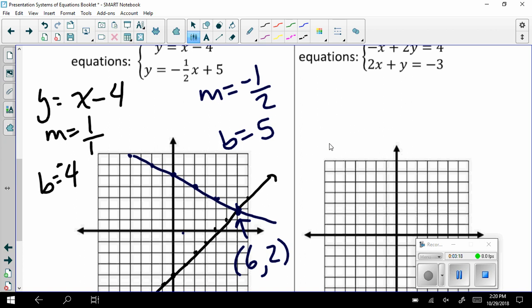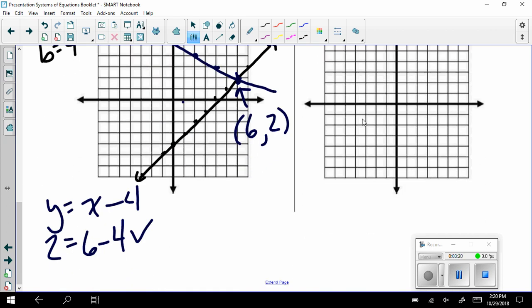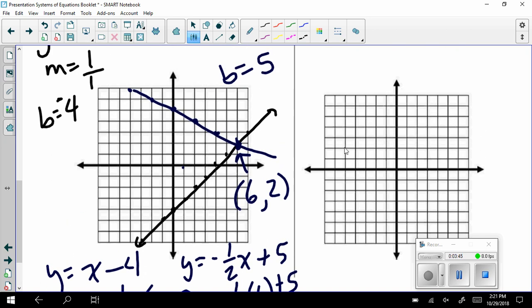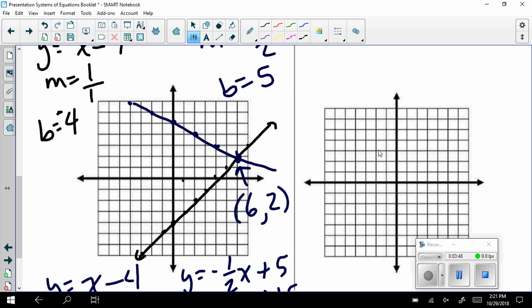And then y equals negative 1/2 x plus 5. I'm plugging 2 in for y, 6 in for x. Remember, 1/2 times 6 just means 6 divided by 2. So that's 3, negative 3. 2 equals negative 3 plus 5. Again, that's true. So I can be confident that I did it correctly because that point makes both of the equations true. So ultimately, my answer is that. That's my answer. The rest of it is my work and my checking.